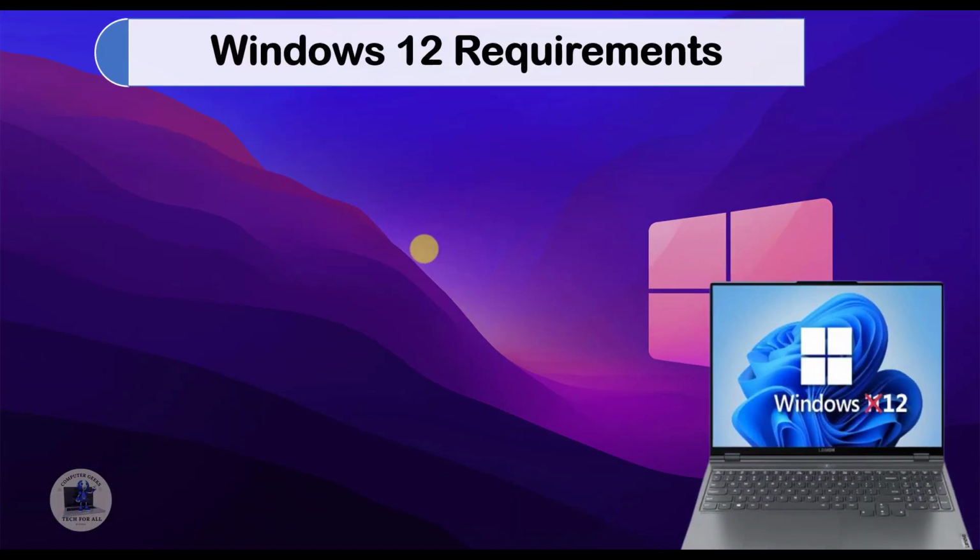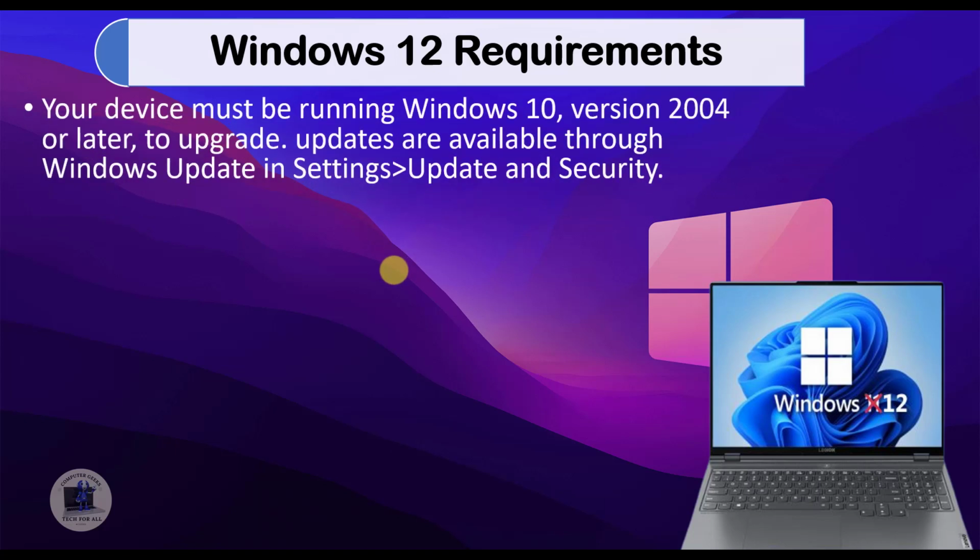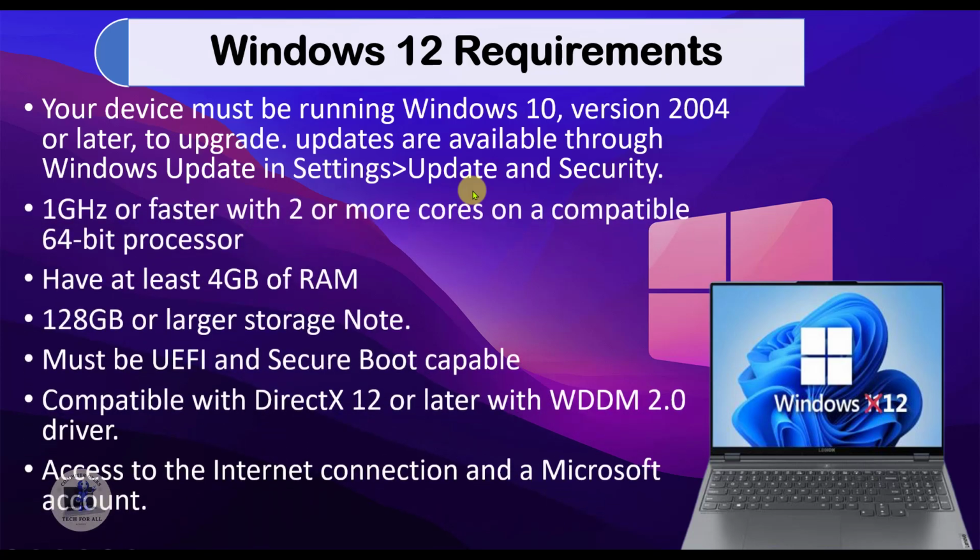Next common question is its system requirements for running Windows 12. Your device must be running Windows 10 version 2004 or greater to upgrade your system. When it becomes available, you need to go into Windows Update settings, Updates and Security, so you can have Windows 12 on your system.